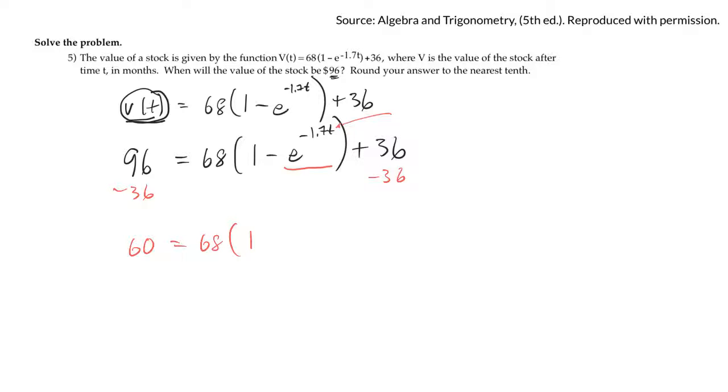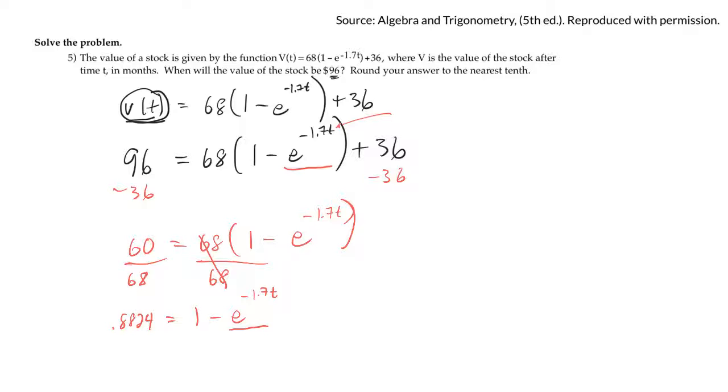That leaves 60 equals 68 times (1 minus e to the negative 1.7t). And then I'll divide both sides by 68. Okay, now 60 divided by 68 is 0.8824. So 0.8824 equals 1 minus e to the negative 1.7t. And now I'm wanting to solve for t, so I need to get this term by itself.